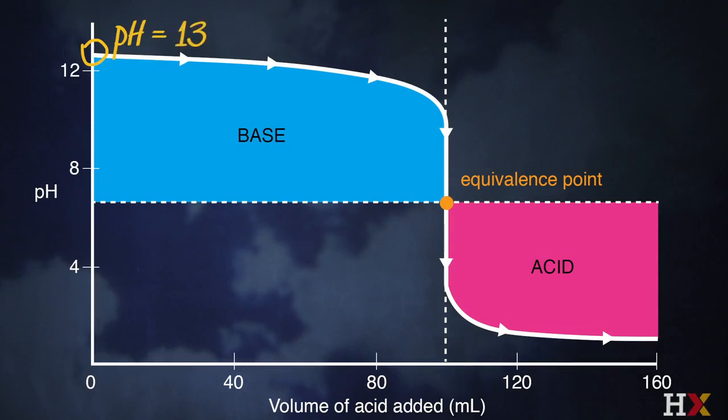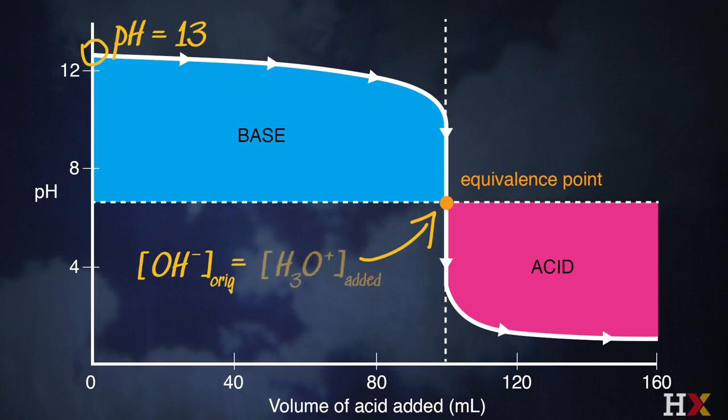and so that sets our original position at a pH equal to 13, so that's strongly basic. And then again we have an equivalence point, and at that equivalence point the original OH- concentration, the hydroxide anion concentration, originally in solution is exactly equal to the concentration of H3O+ that's added.